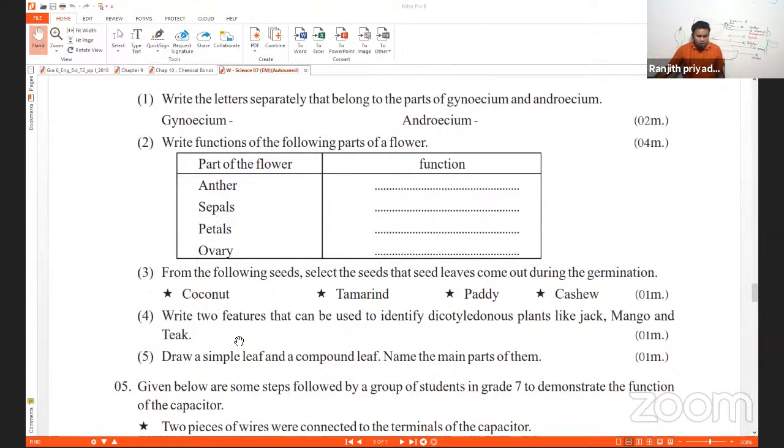Question 4. Write two features that can be used to identify dicotyledonous plants like jack, mango, and teak. Having a taproot system. Yes. Having branched stems, very good. I told you to keep this in your mind, comparing monocotyledonous plants and dicotyledonous plants.